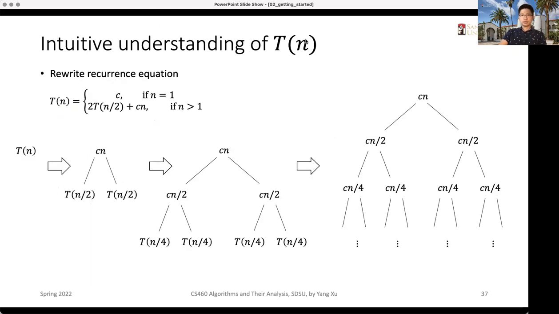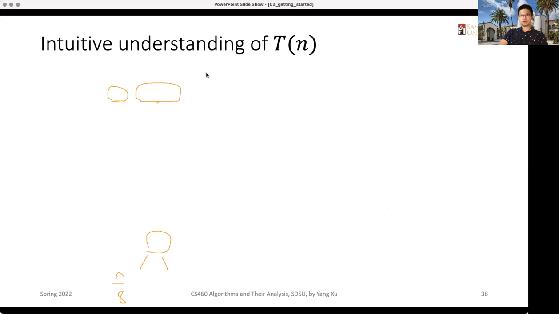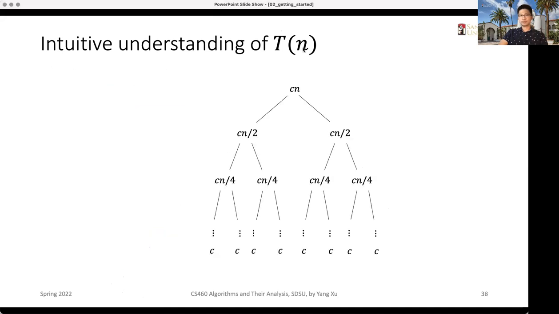Because you see, the numbers within this T parenthesis become smaller and smaller, right? The next step would be n over 8, right? And n over 16, n over 32. But that doesn't go down infinitely, because we will hit the boundary case where n becomes 1. So the leaf node would be c, right? So the leaf node at the bottom of the tree would be c. So anyway, we will finally have a tree structure that looks like this.